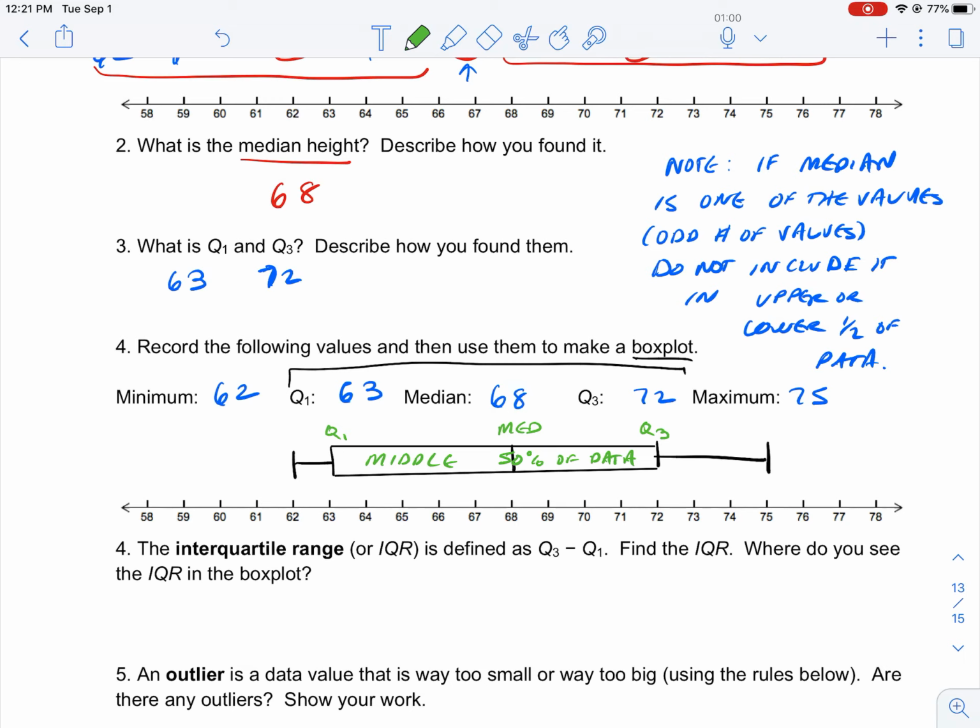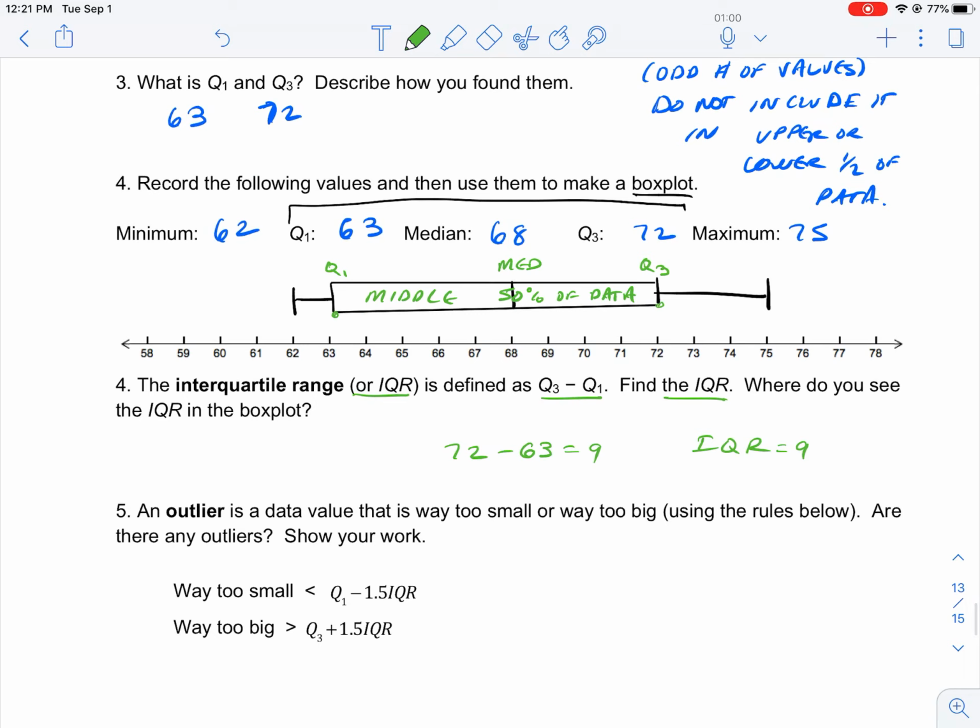As we skip down to number 4, the interquartile range is defined as Q3 minus Q1. So for us to find our IQR, we would do 72 minus 63, which is equal to 9. So our IQR is equal to 9. That's consistent with what we find here when we go from 63 to 72. The IQR is the length of the box.